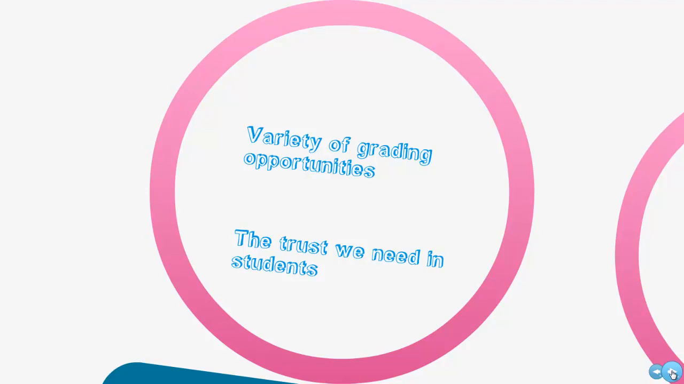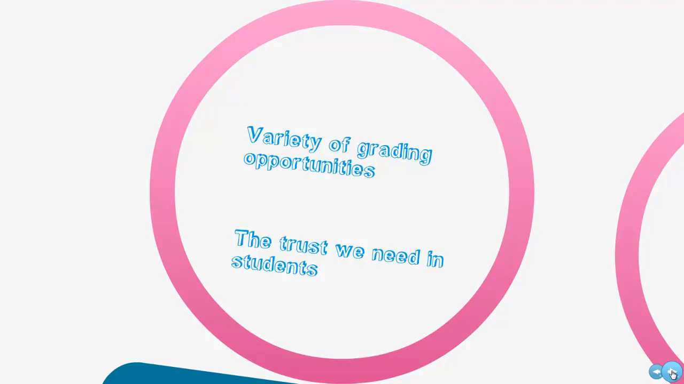So what we want to try to do, when we think about the variety of grading opportunities, is think about Bloom's taxonomy and reaching those two higher levels, evaluating and creating. We also want application and analysis, but evaluating and creating, we want to reach those.